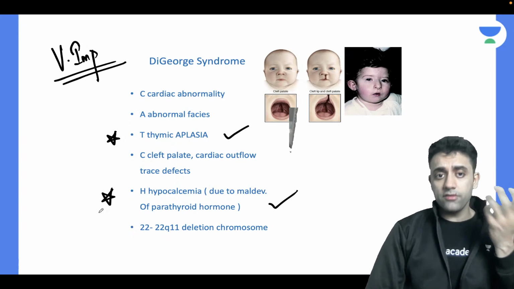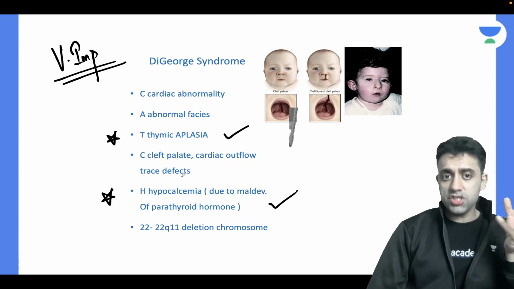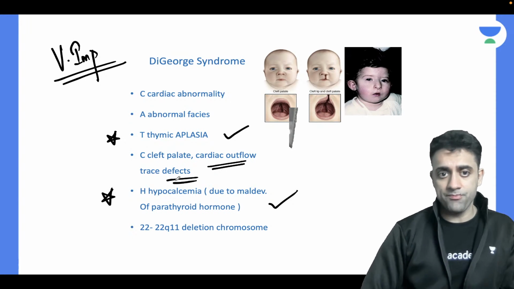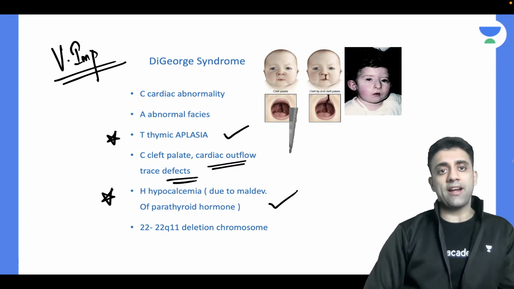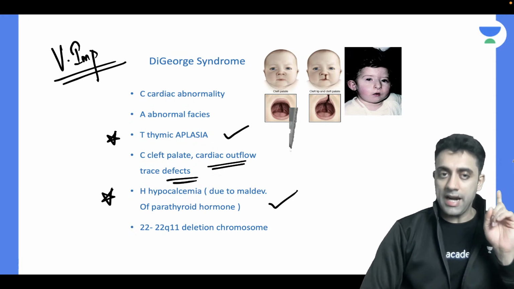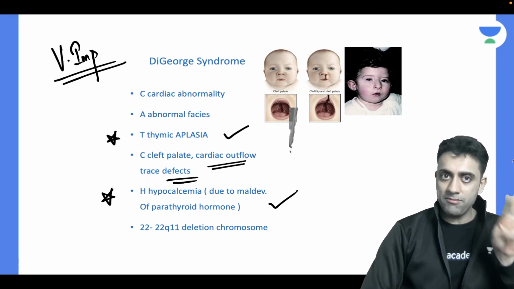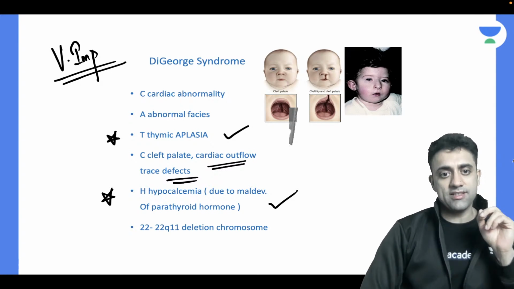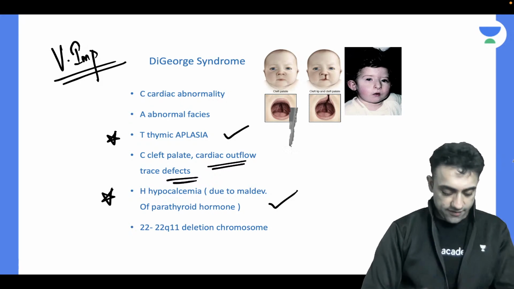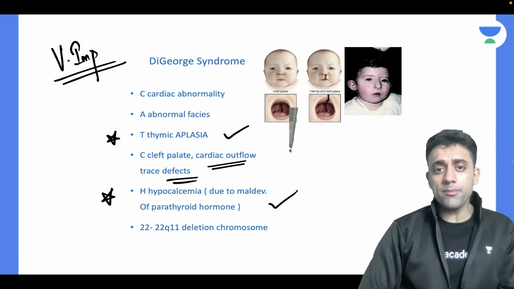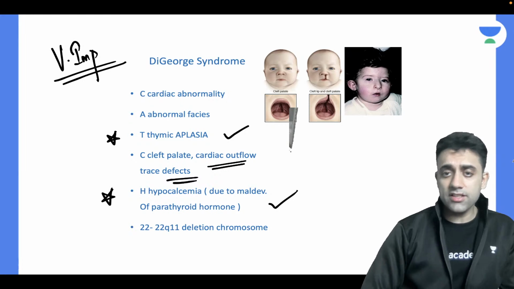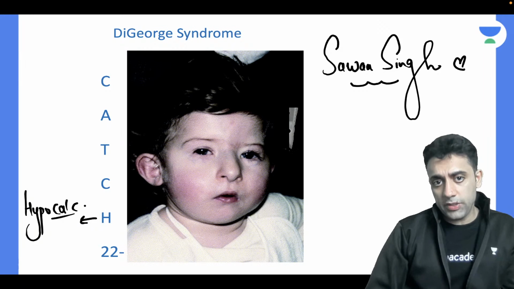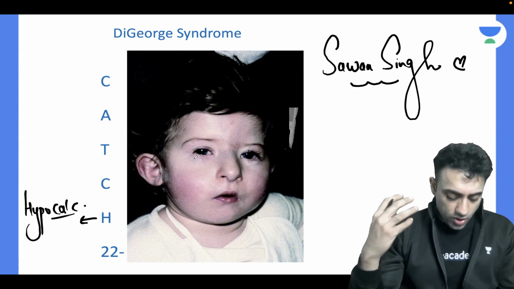And the most common congenital problem in DiGeorge syndrome is cardiac outflow tract defects. So the features are congenital cardiac abnormalities, abnormal faces, thymic aplasia, cleft palate, cardiac outflow tract defects, hypocalcemia, and 22q11 deletion. Regarding abnormal faces, let me tell you, dear, what can you see in the abnormal face?